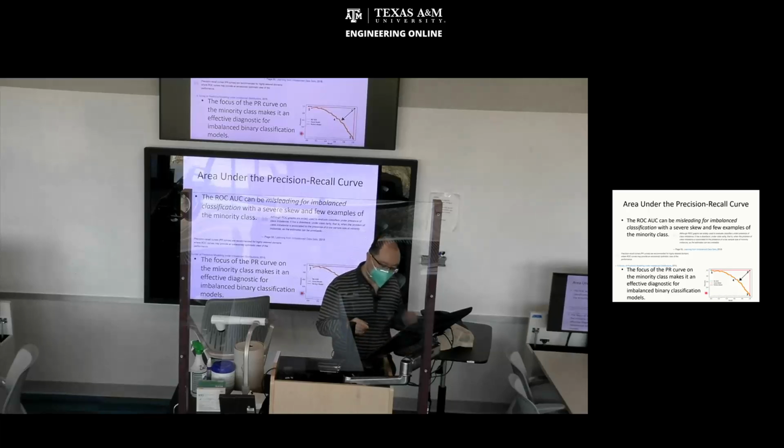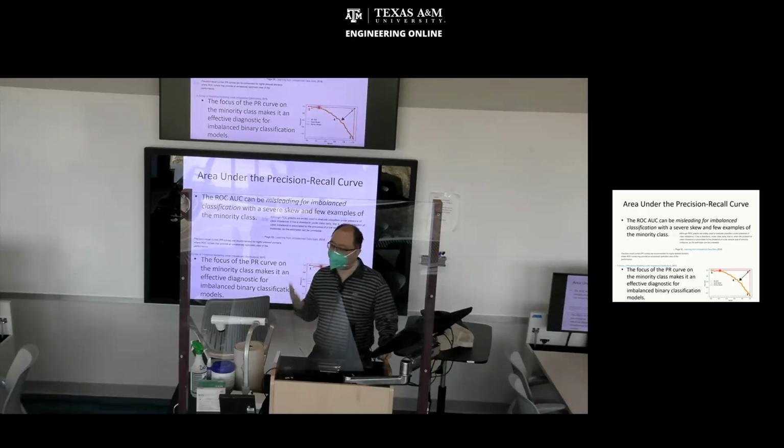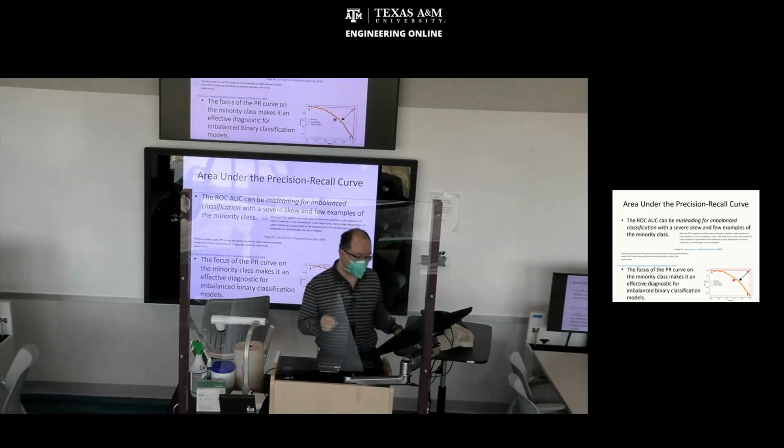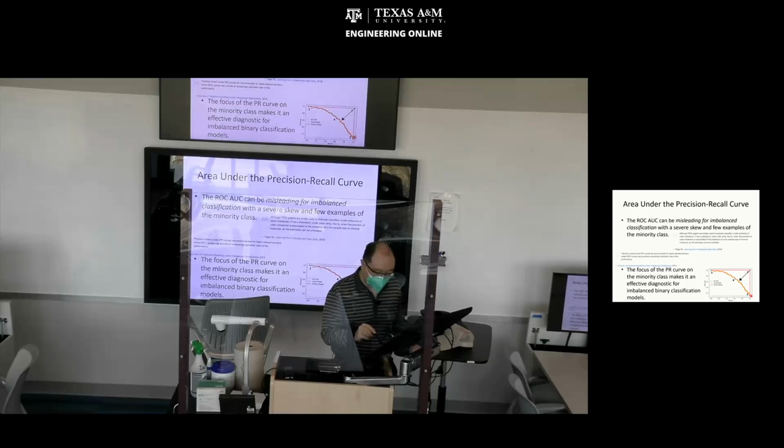In this case, the perfect point is at 1 and 1: precision equal to 1 and recall equal to 1. Recall equal to 1 means out of all the positives, they are all correctly predicted to be positive. And precision equal to 1 means out of everything that's predicted to be positive, they are all positives, right? So that's perfect, okay? But of course, in reality, your model might be more like this. It will always pass through 0, 1 and 1, 0, okay?